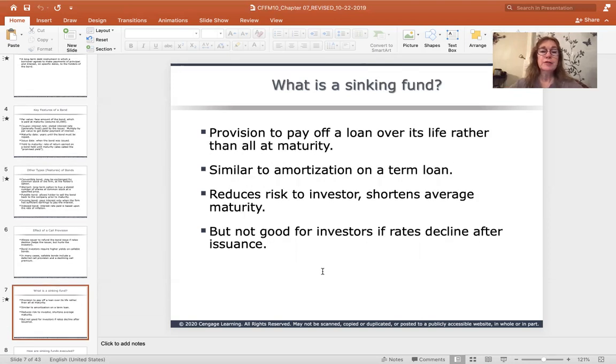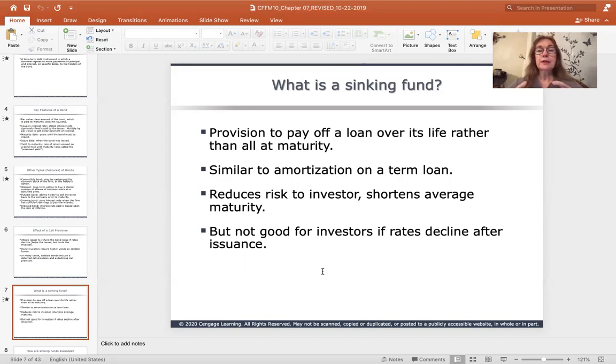A sinking fund is simply if a company wants to make a provision to pay a loan off over the life of the loan, or the bond off over the life of the bond. So in other words, let's say that a company issues $1 million worth of 10-year bonds. Well, at the end of that 10 years, they're going to have to pay all the principal back, which is the $1 million, right?